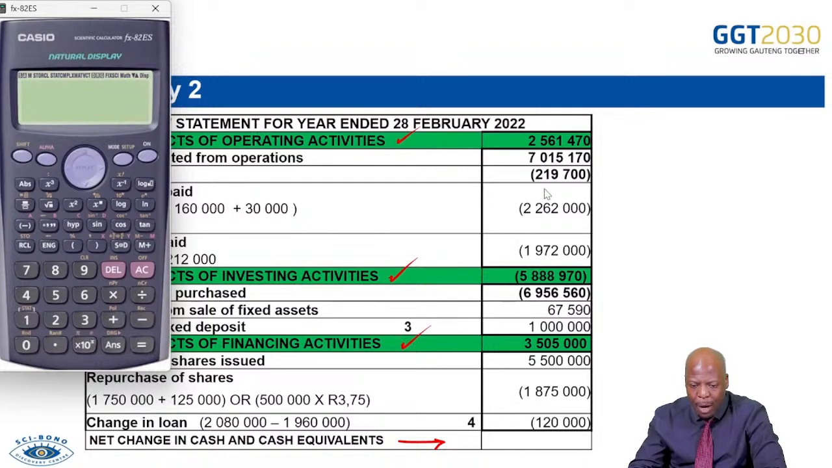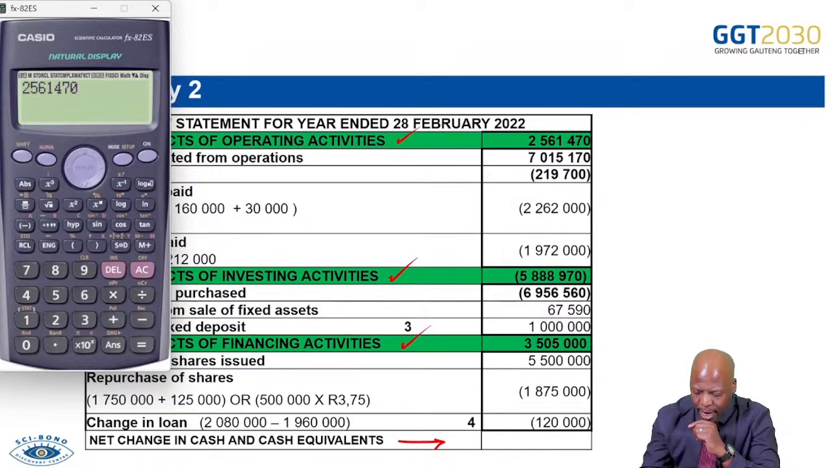We first take the amount, the green part of the cash effects from operating activities. How much is that? 2,561,470. Do you see that one? And then we say minus, because the amount from the investing activities is a negative amount. So on my calculator, I must say minus already. Minus 5,888,970. Do you see that?